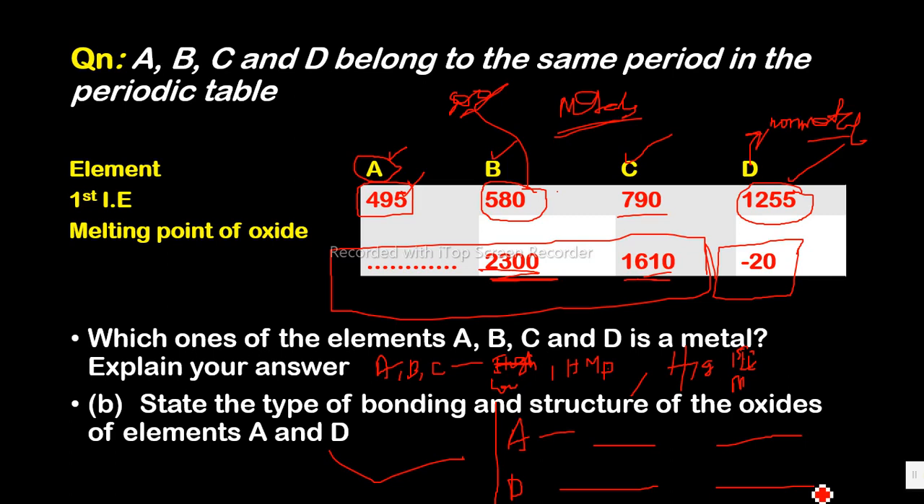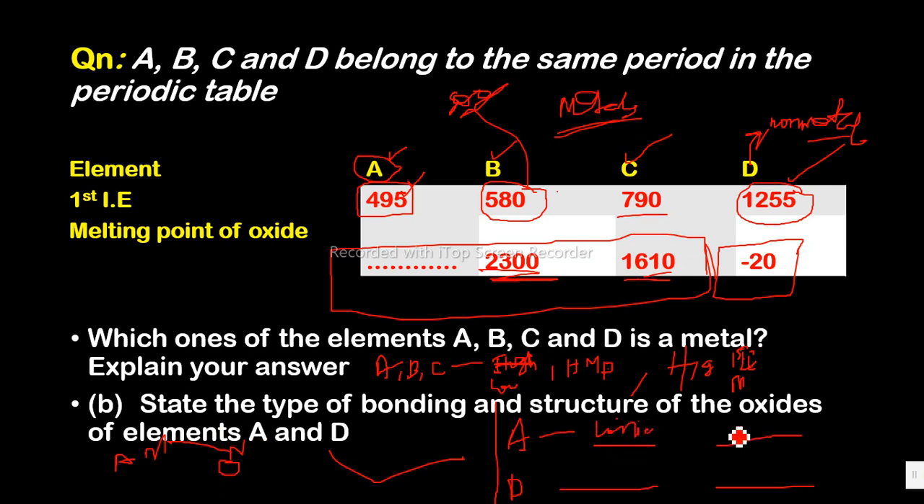We haven't talked about bonding. Oh, okay. I thought bonding was covered. Sorry. So the type of bonding for A is ionic bonding. A is a metal, and you are reacting A with oxygen, which is a non-metal. The type of bonding between metals and non-metals is ionic.